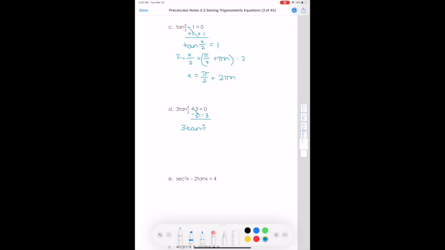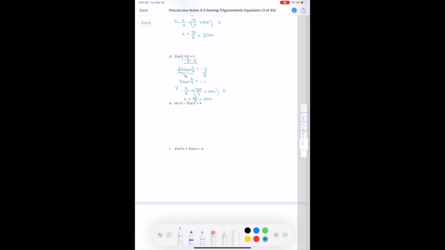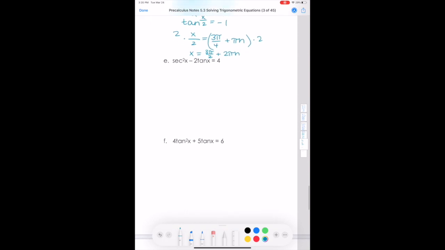Letter D, solving this one, we want to divide by 3 on both sides. Alright, so now we're looking for when tangent is -1. So x over 2 equals 3 pi over 4 plus pi n. And then again, we have to multiply by 2 on both sides. Alright, I went ahead and reduced. If you multiply 3 pi over 4 times 2, it would be like a 6 pi over 4, which is 3 pi over 2.